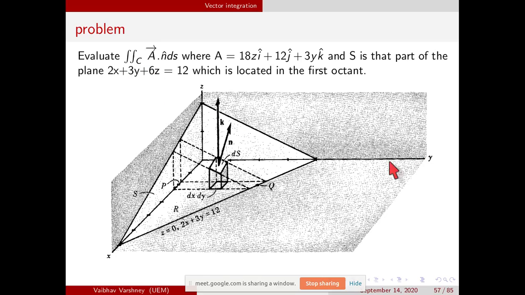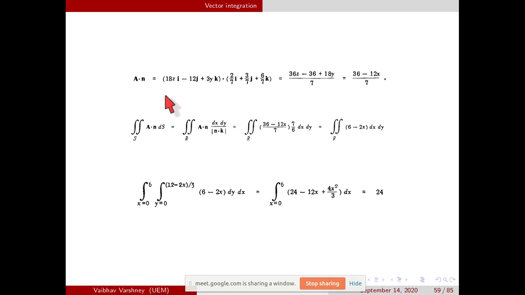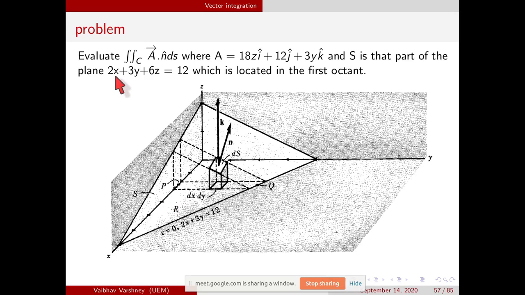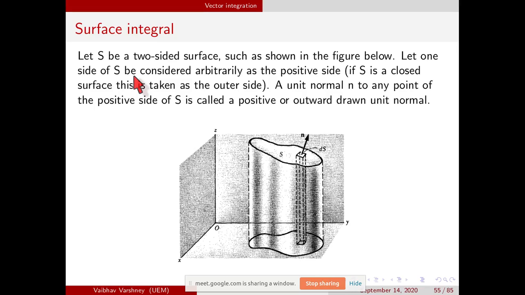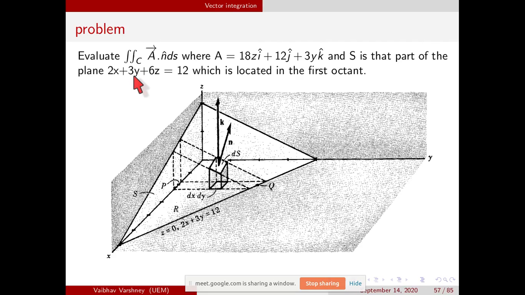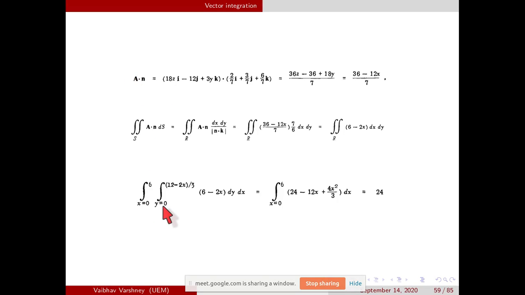And see, if we are doing it in the yz plane, then this term goes 2x, then we have this 3y plus 6z. Now it depends on you. Like I am integrating first through y, so I am writing y in terms of x. If you want to integrate first through x, then you will write x in terms of y. Then x will be (12 minus 3y) by 2. Then we take x as 0, then y will be 4. The first limit is from 0 to (12 minus 3y) by 2, and the second limit will be 0 to 4. That will be the y limit.